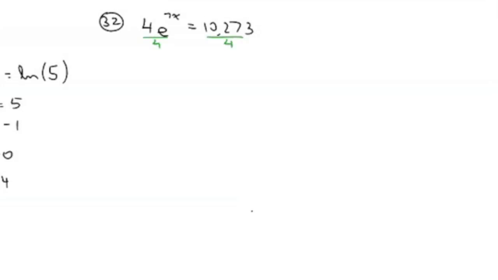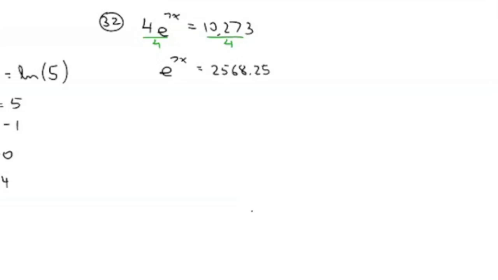2,568 for that number that you divided. This divided by this is an even number, 0.25. So e to the 7x equals what? 2,568.25.